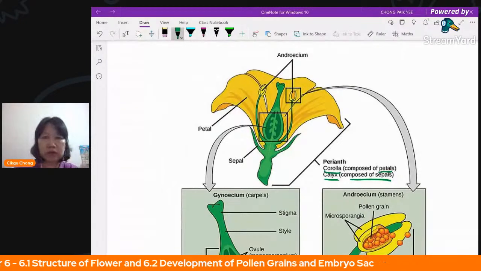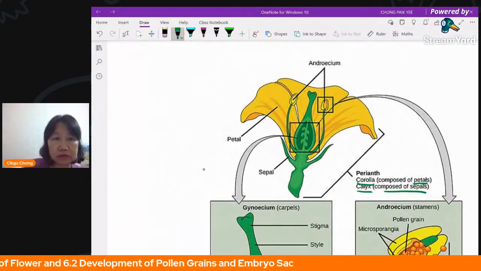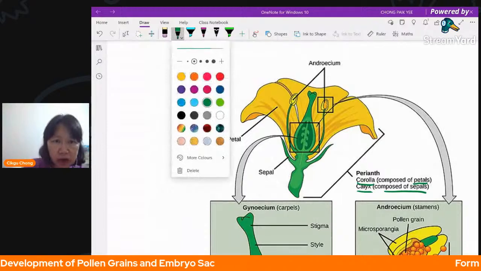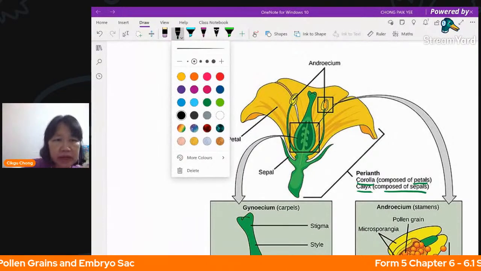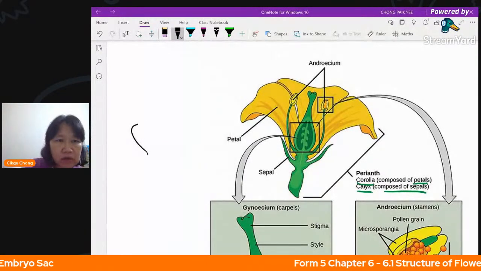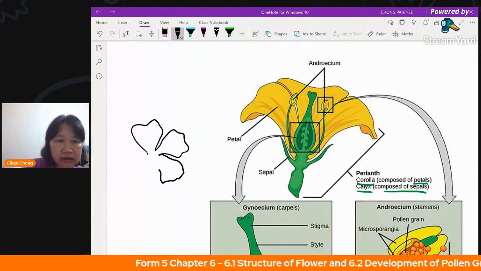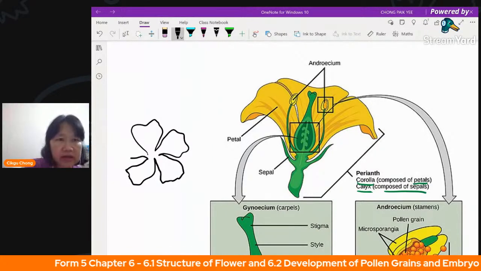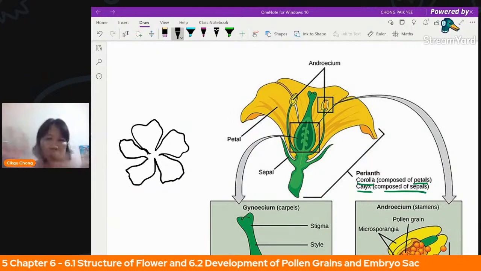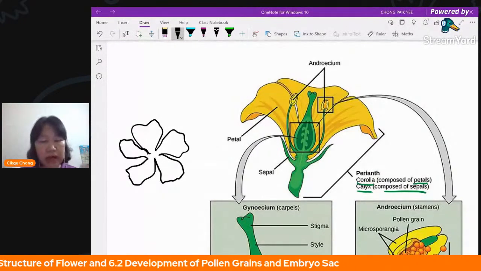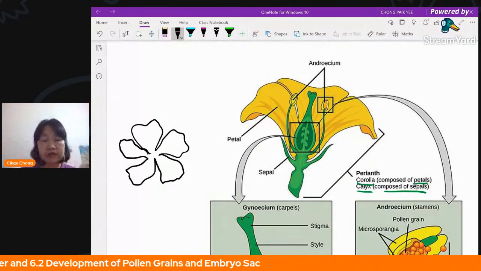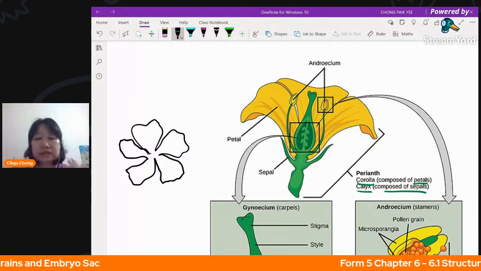That means you look at it from the top, from the top down. You will see the flower like this, like that, right? You see it from the top down. So this whole thing is called the corolla. Corolla is for the petals. The calyx is for the sepal.